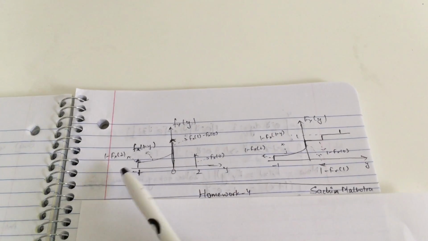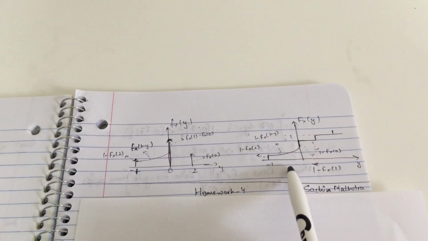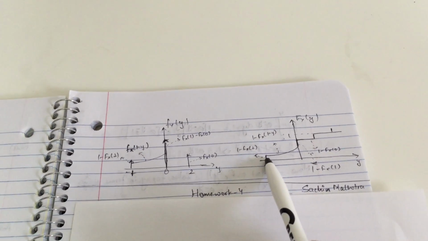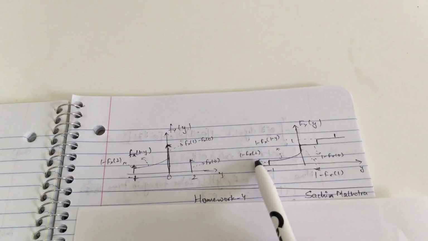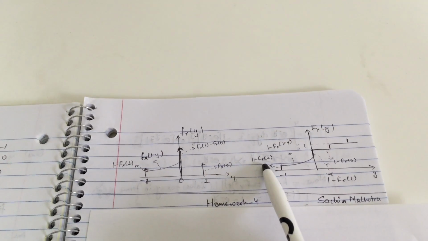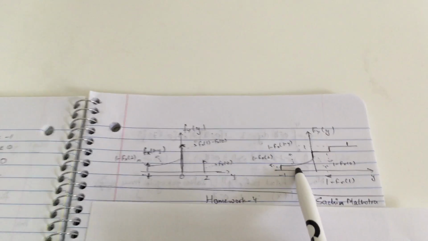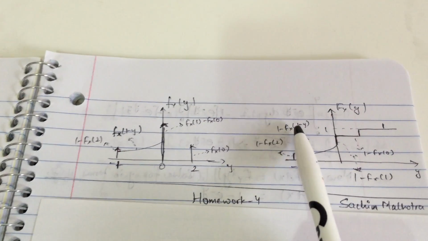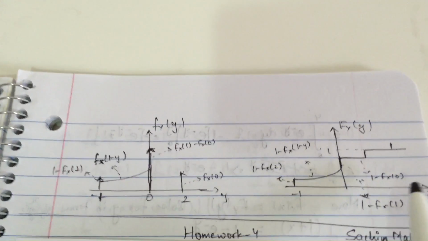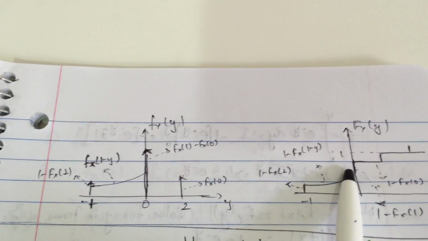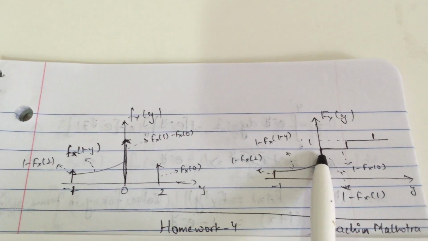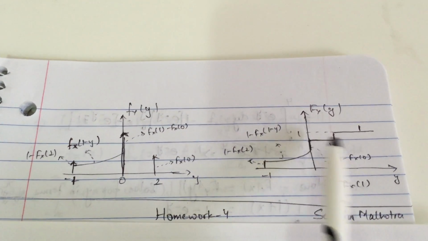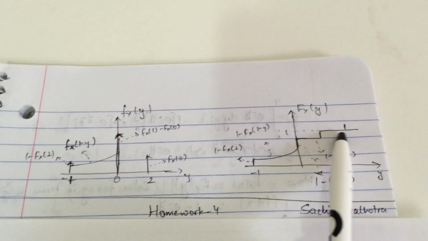At minus 1, we have the same values, just this is a continuous curve with some discontinuities. Like it is for minus 1, it is 1 minus Fx of 2. Then from minus 1 to 0, it is 1 minus capital Fx of 1 minus y. Then this value is 1 minus Fx of 1 at 0. It rises to 1 minus Fx of 0, and ultimately it reaches 1.